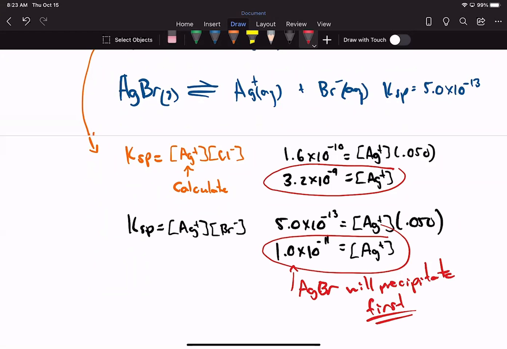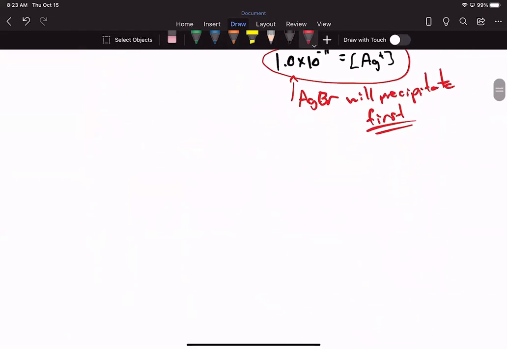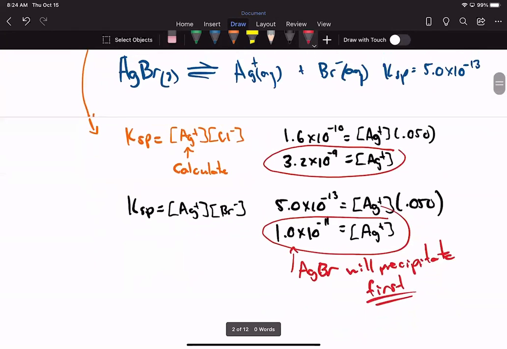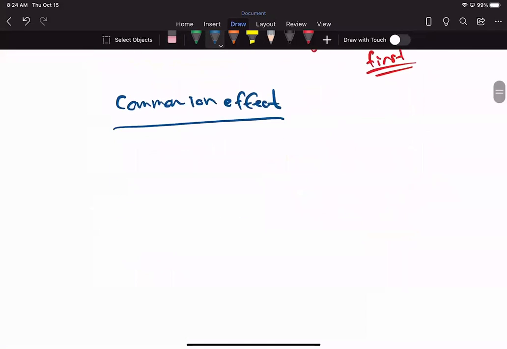So this is just a continuation of what we always talk about, this, I'm sorry, this common ion effect, right? That we bring in these other ions to shift the reaction one way or another. We have what we call the common ion effect here.